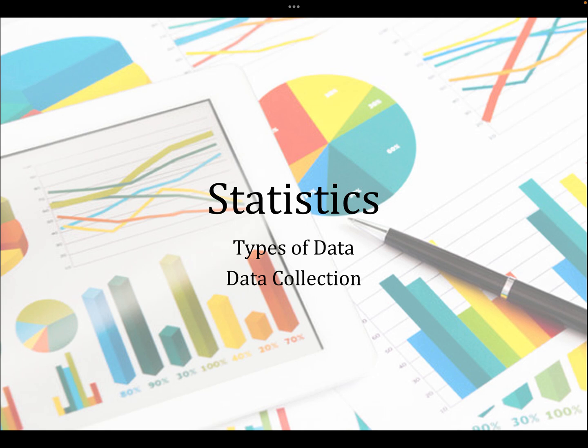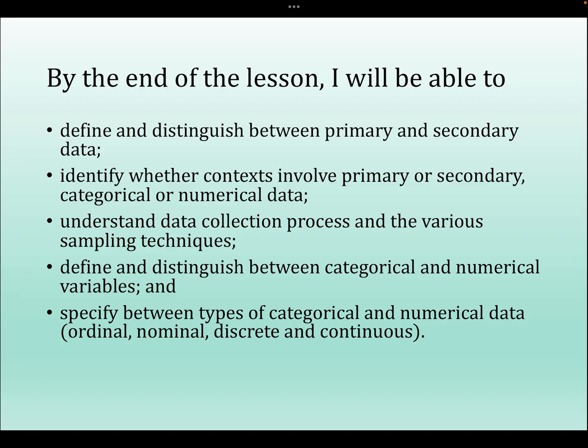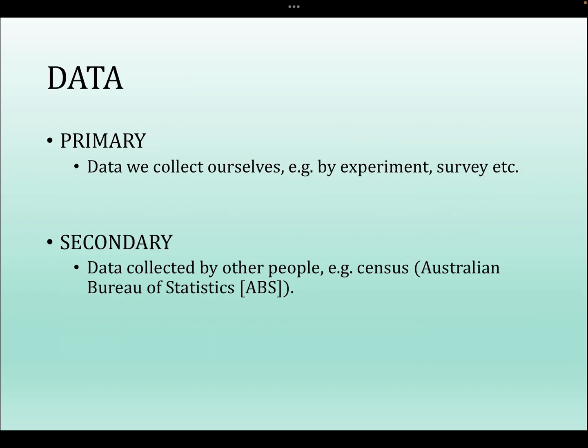Second day of statistics. You all did really well yesterday talking about how you would use statistics, why you would use statistics, and how you collect data. Now, let's delve into statistics a little bit more. Today, we are going to look at types of data and the data collection process. Importantly, you should know what is primary and secondary data. You should know what is categorical and numerical data. You should understand the data collection process and the various sampling techniques, and you should be able to specify between types of categorical and numerical data.